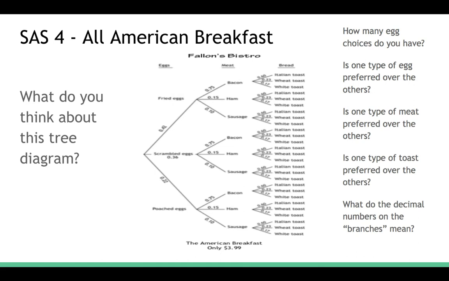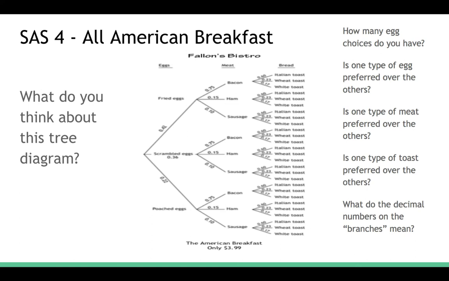On the meat, it says 75% bacon, 15% ham, and 10% sausage. And finally, the bread: we've got 60% Italian toast, 23% wheat, and 17% white. So is there one type of egg preferred over others? Yes, the fried egg is preferred over all the others. How about the type of meat? Obviously bacon. 75% of the time people order bacon. Italian toast is always preferred.